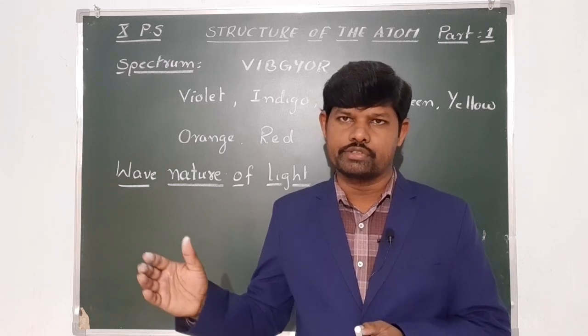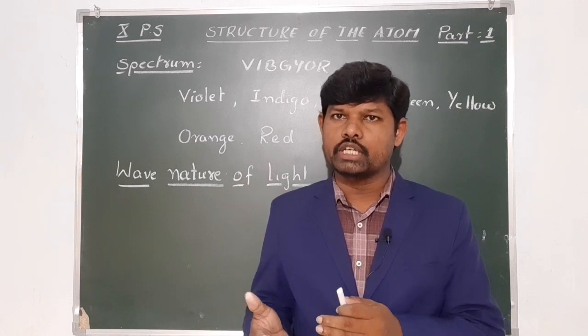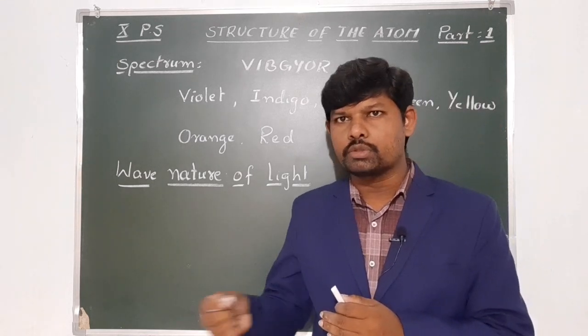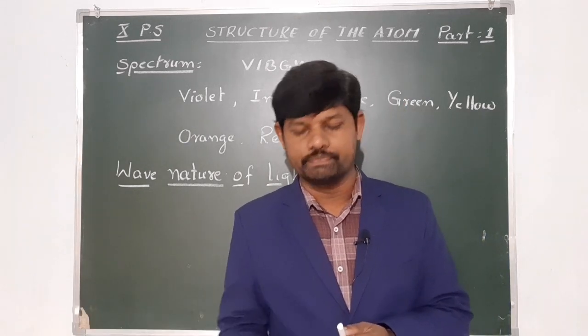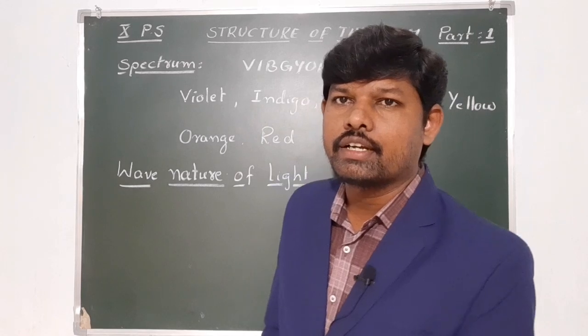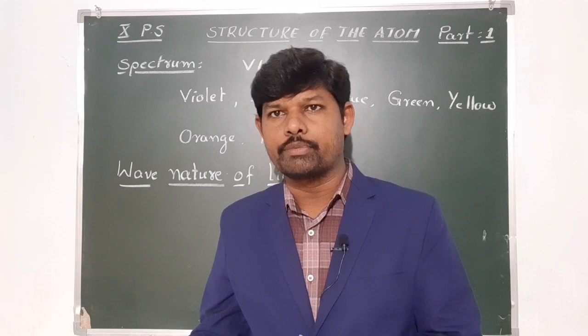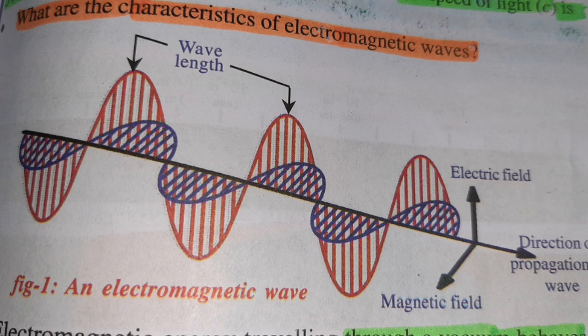So this continues, and the electric field and magnetic field are both perpendicular to each other and to the direction of propagation of the wave. Observe this diagram. Observe the picture: electric field, magnetic field and the direction of propagation of the wave.